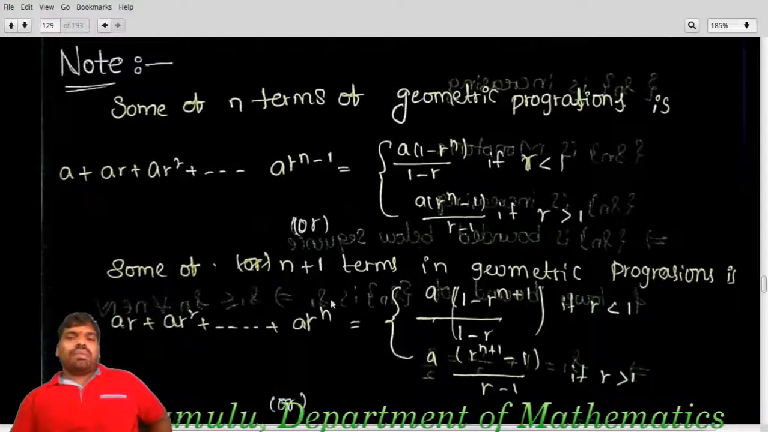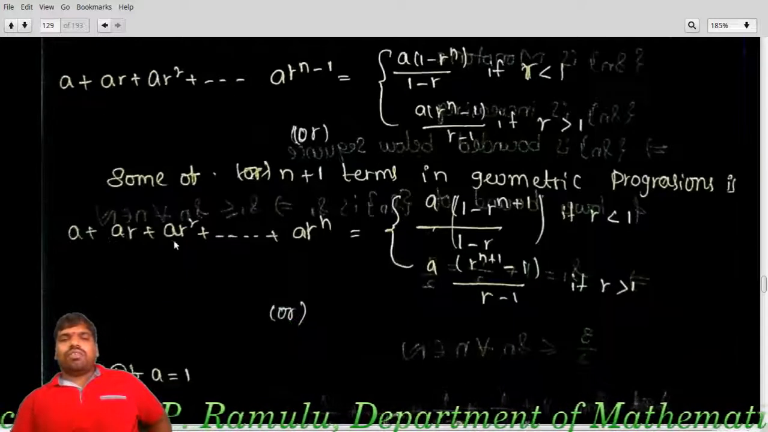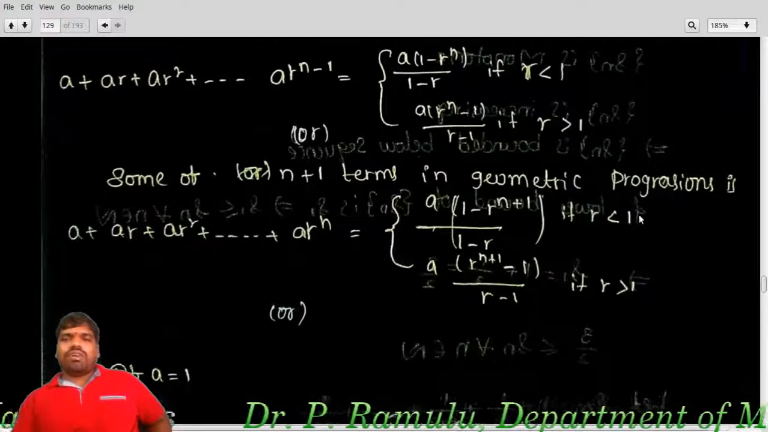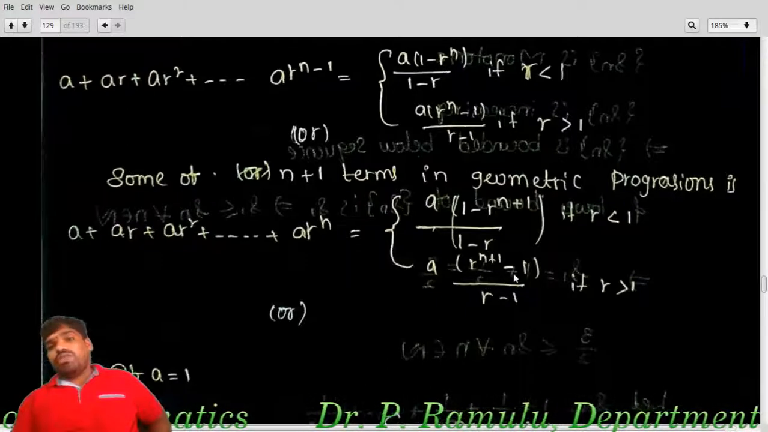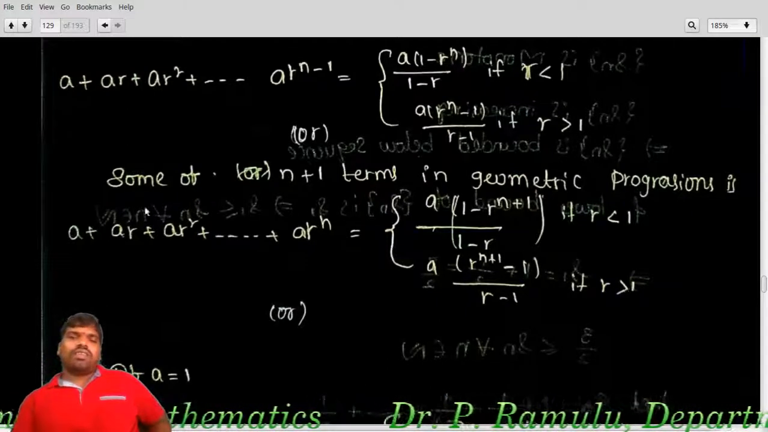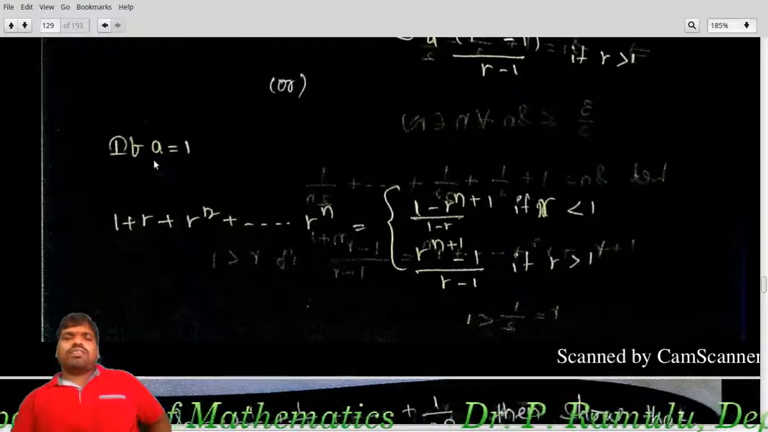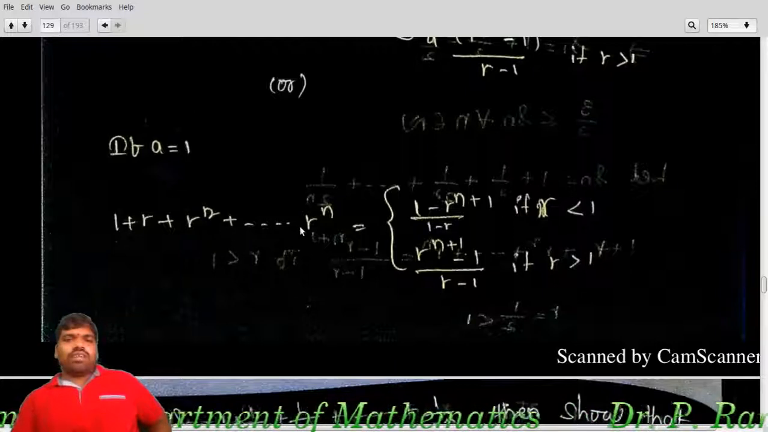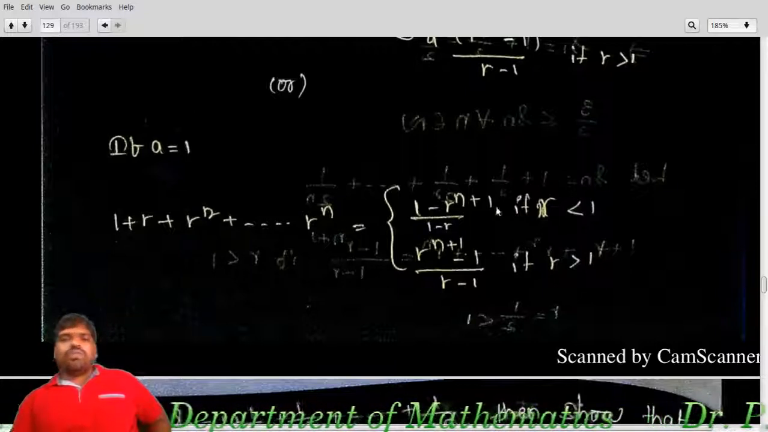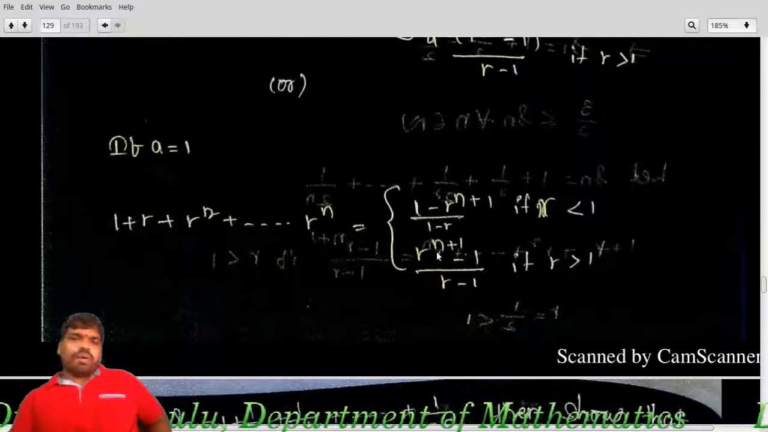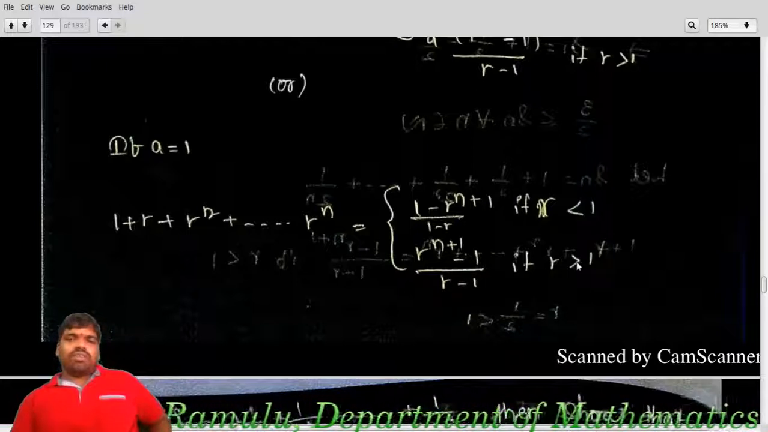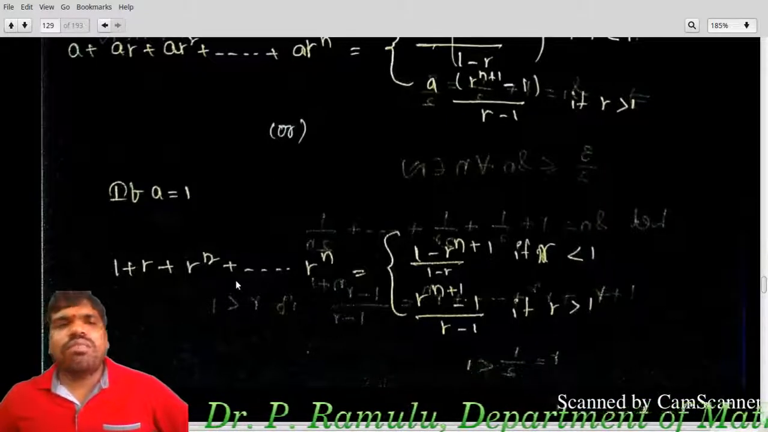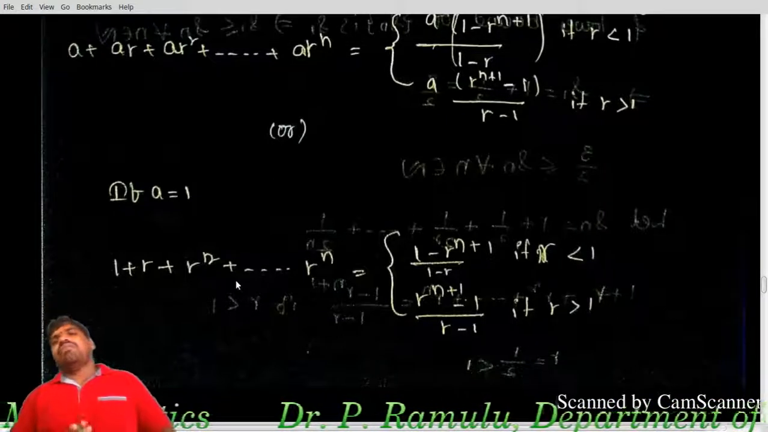The sum of n plus 1 terms can be written as a plus ar plus ar square up to ar power n, which equals a into (1 minus r power n plus 1) by (1 minus r) if r is less than 1, and a into (r power n plus 1 minus 1) by (r minus 1) if r is greater than 1. If a is equal to 1, the series is 1 plus r plus r square up to r power n, equal to (1 minus r power n plus 1) by (1 minus r) for r less than 1, and (r power n plus 1 minus 1) by (r minus 1) if r is greater than 1. So this is about the monotone convergence theorem. In the next class we will prove some other problems using it.